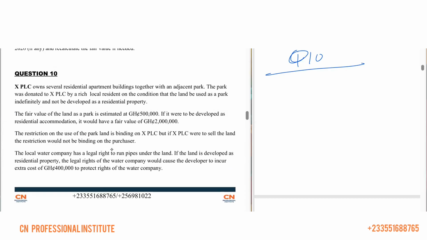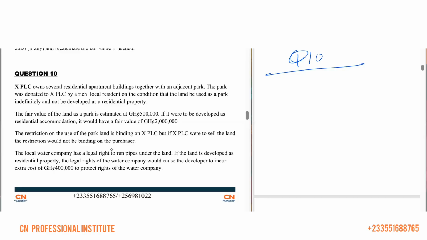So if you come here, we said the park land should be valued at its highest and best use. The highest and best use is the use of a non-financial asset that will maximize the value, taking into account the asset being physically possible, legally permissible, and financially feasible. Now, the rule is that we have two uses here.